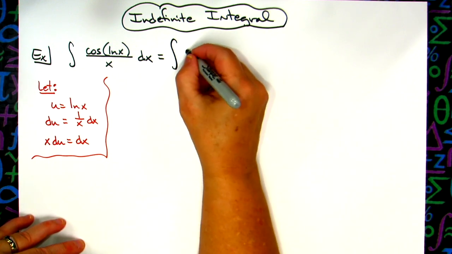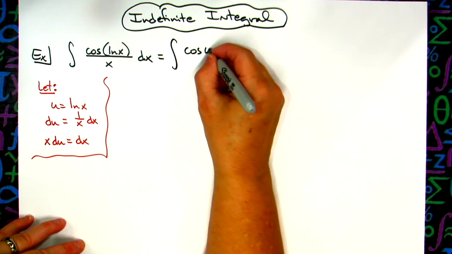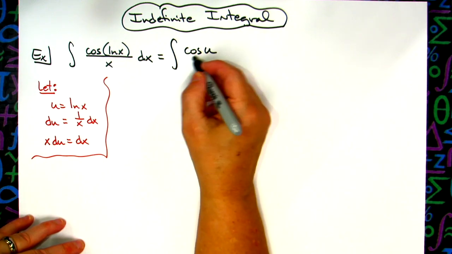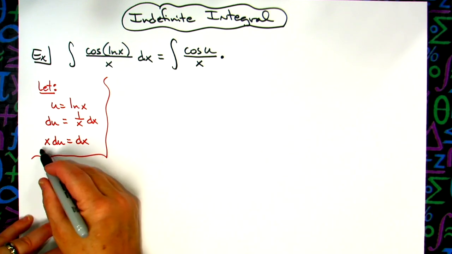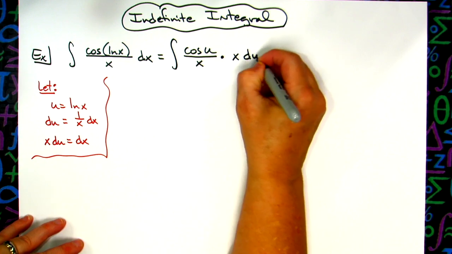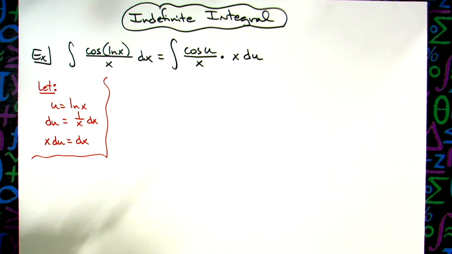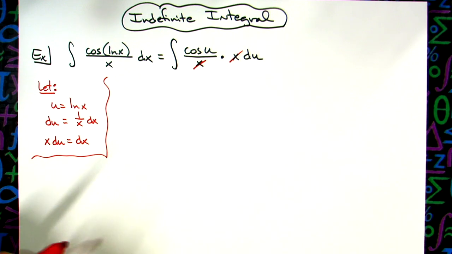I will have the cosine. Natural log of x we let be u, so that'll be cosine of u, and then all over the x. The dx is equal to an x du, so we're going to make that replacement as well, so x du. Now what we want to happen is we want our x's to all fall out. This x is on top, this x is on the bottom, so they definitely cross out.